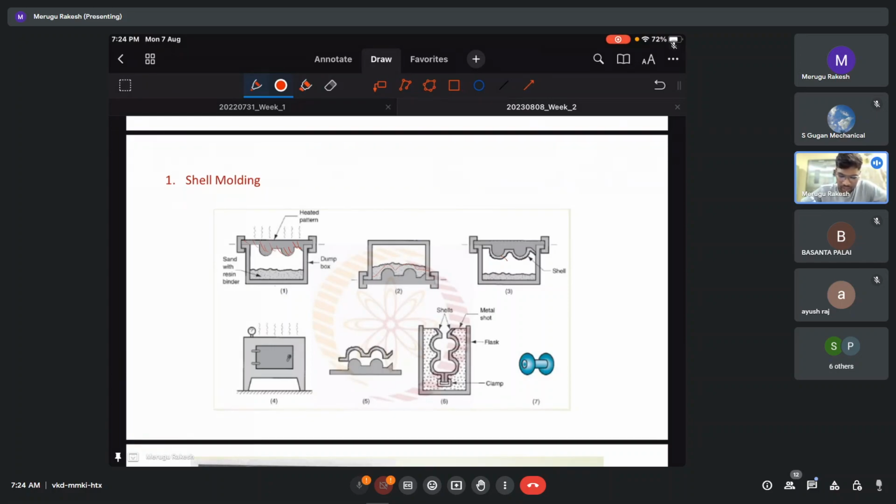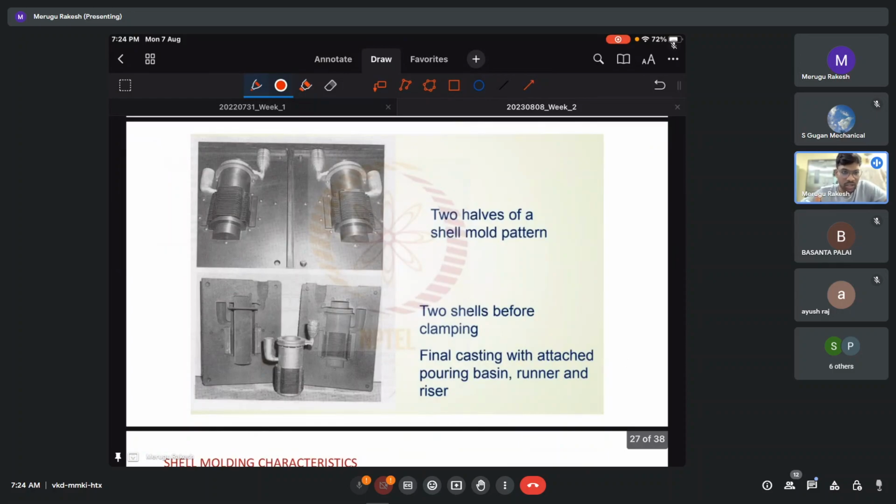So what happens? We'll take it out, we'll cure it, and then we'll assemble it in this fashion. And then finally we pour the metal, break the mold, and take the casting out. So this is what shell molding means.